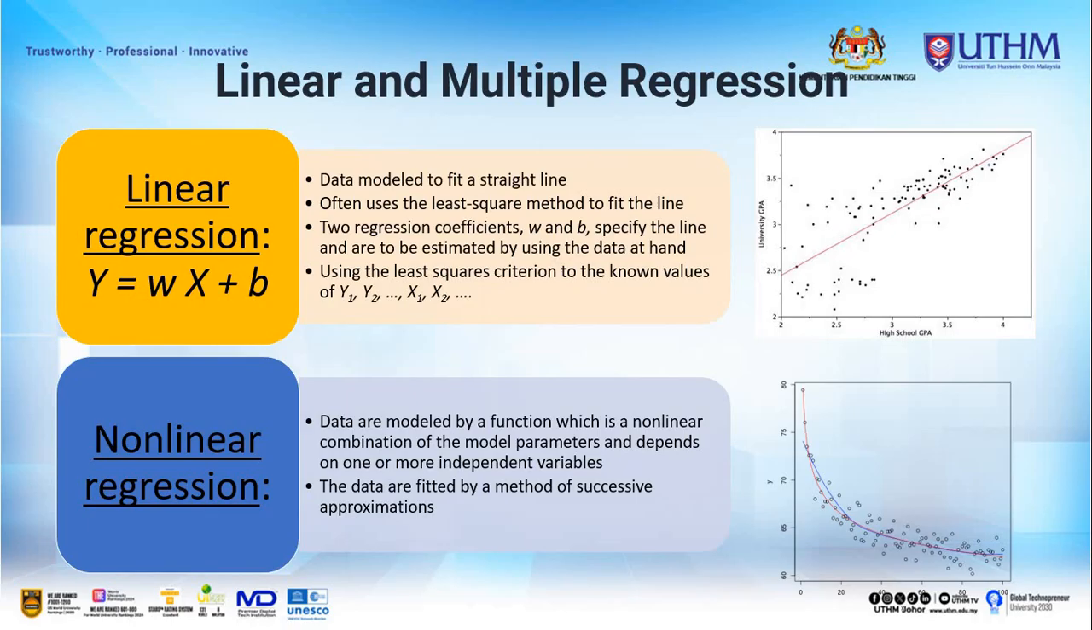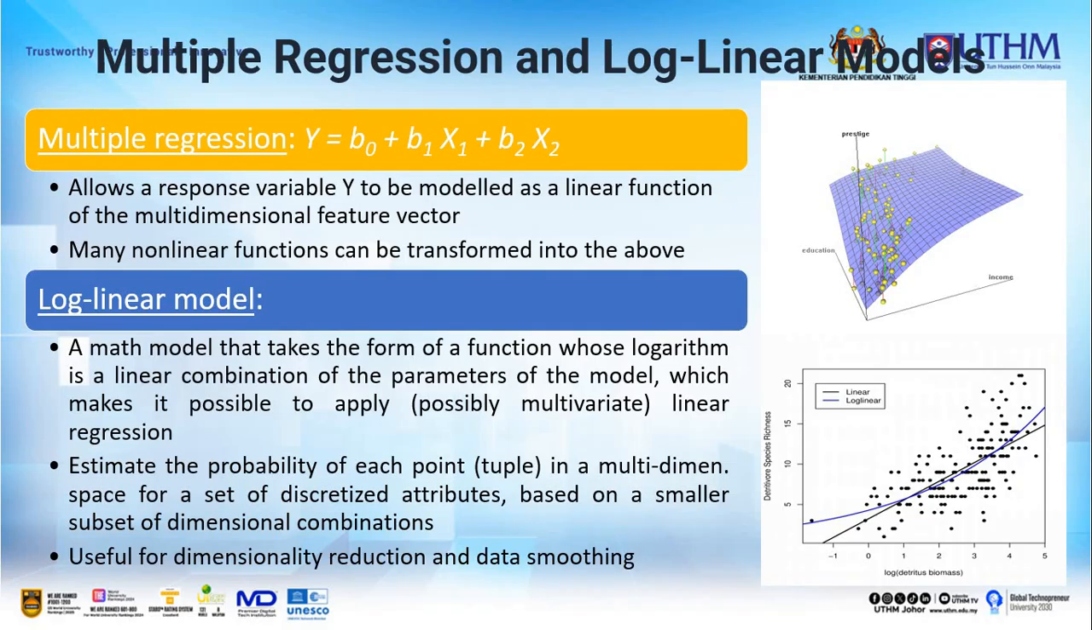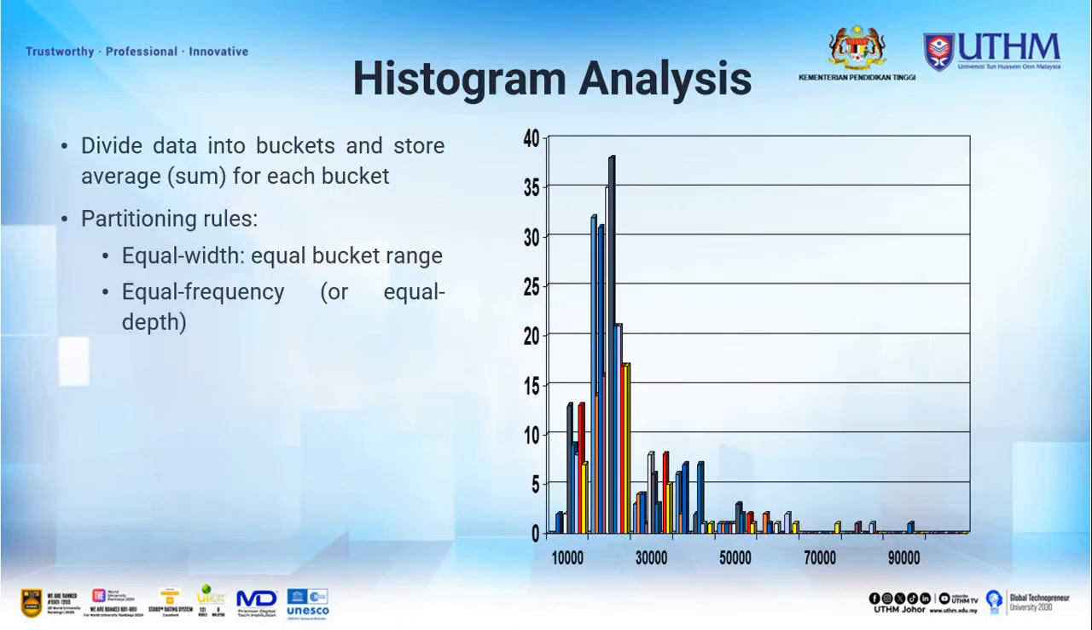So in general, linear regression is suitable when the relationship between variables is linear and can be modeled using a straight line. On the other hand, non-linear regression is used when the relationship is more complex and cannot be adequately represented by a linear model. Both methods are essential tools for regression analysis, and the choice between them depends on the nature of your data set. More or less it's similar to multiple regression and log linear model. I guess you can study those yourselves.